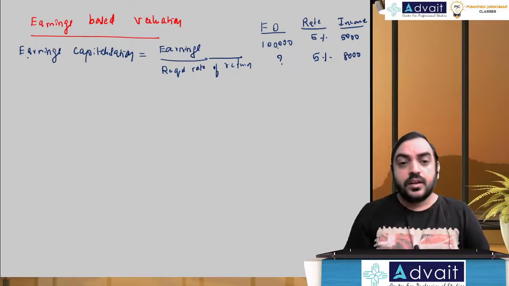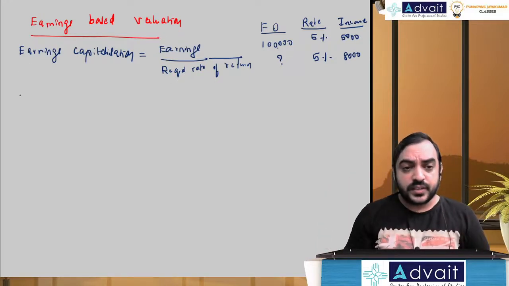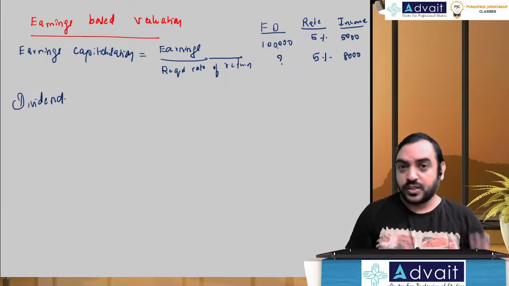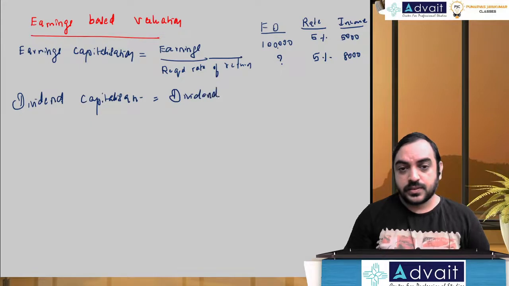Okay. Earnings based valuation, or you can say dividend capitalization. If it is a small lot without controlling interest, dividend capitalization, that is dividends payable or receivable divided by required rate of return.